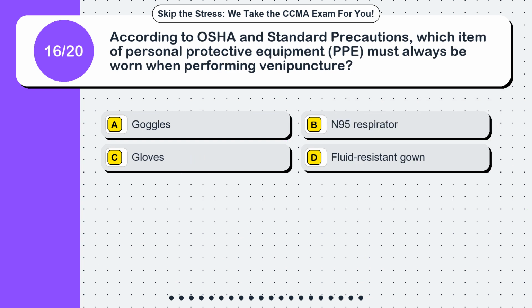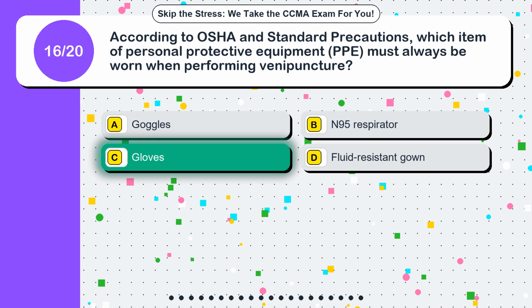Question 16. According to OSHA and standard precautions, which item of personal protective equipment, PPE, must always be worn when performing venipuncture? Option A. Goggles. Option B. N95 respirator. Option C. Gloves. Option D. Fluid-resistant gown. The correct answer is option C.